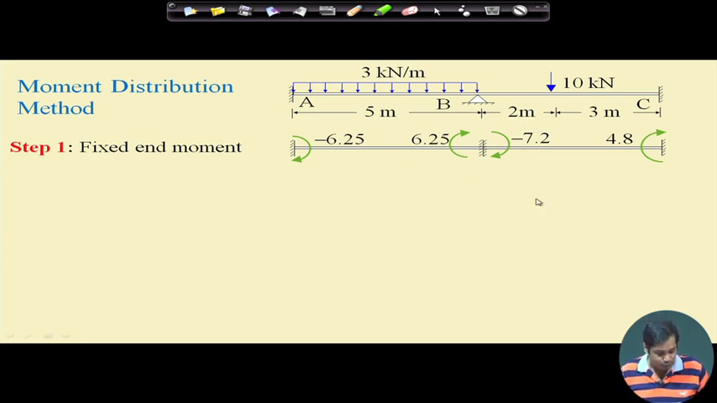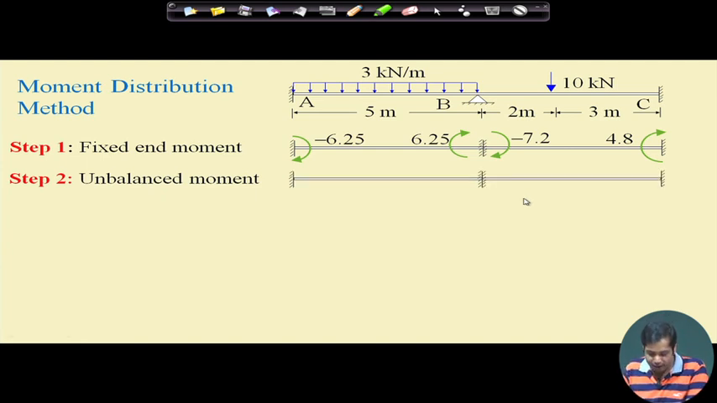Now, step 2 is to calculate the unbalanced moment. What is the unbalanced moment here? The unbalanced moment at this joint will be this plus this, and in this case it is minus 0.95. Now, this unbalanced moment needs to be made 0, because there is no externally concentrated moment here. So the moments at B in both segments should cancel each other. Now the next step is we have to make it 0. How do I make it 0?